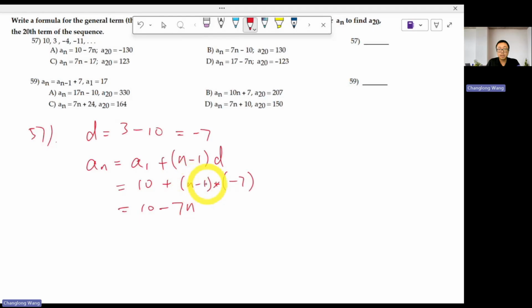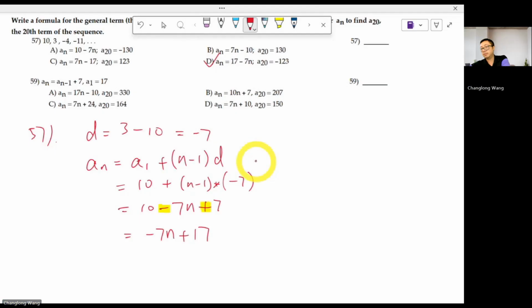Now, -7 hits the -1, it will be +7. So please be very careful with the sign change. Simplify it, you get -7n plus 17. So that should be good enough for you to get the right answer. So that will be letter d. Am I right? That's the only option.